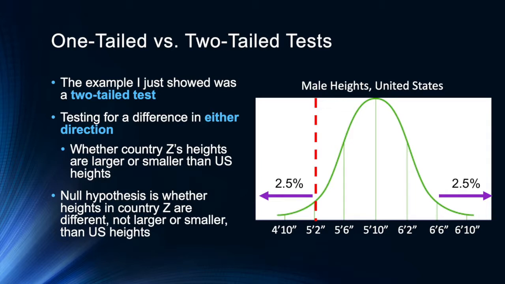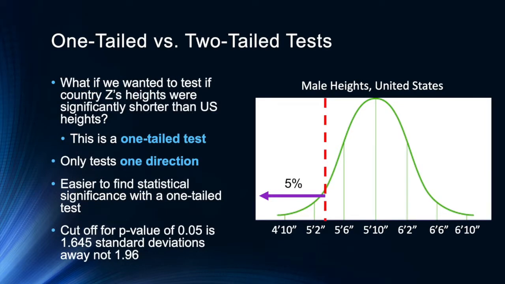So that is why I put a lot of variations in the language, because they actually mean very different things when you actually implement the tests. So it would be, are the heights larger or smaller? I don't know which one.